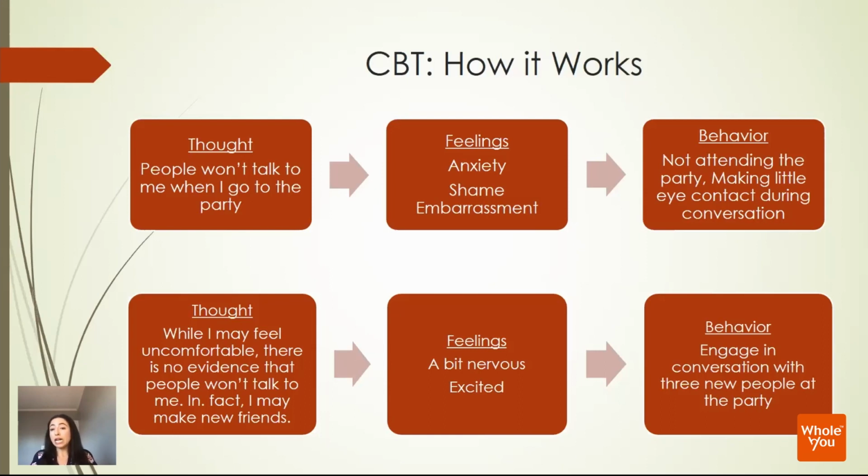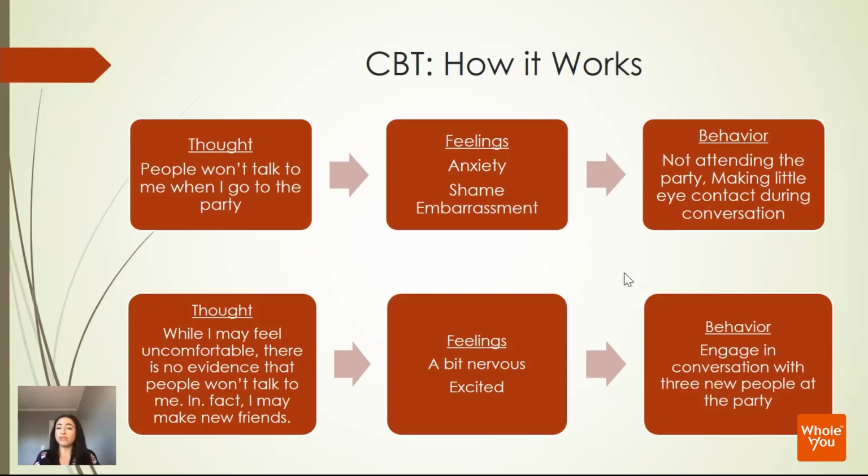So they can acknowledge the discomfort. I probably am going to feel uncomfortable while I'm there, but there's actually no evidence that people just won't talk to me. And in fact, I might make new friends, right? So now we're opening this range of possibilities. That generates different feelings. They might still feel a bit nervous, but now there's also the opportunity to experience some excitement around what could happen at the party. And this would provide them with the opportunity to engage in new behaviors.